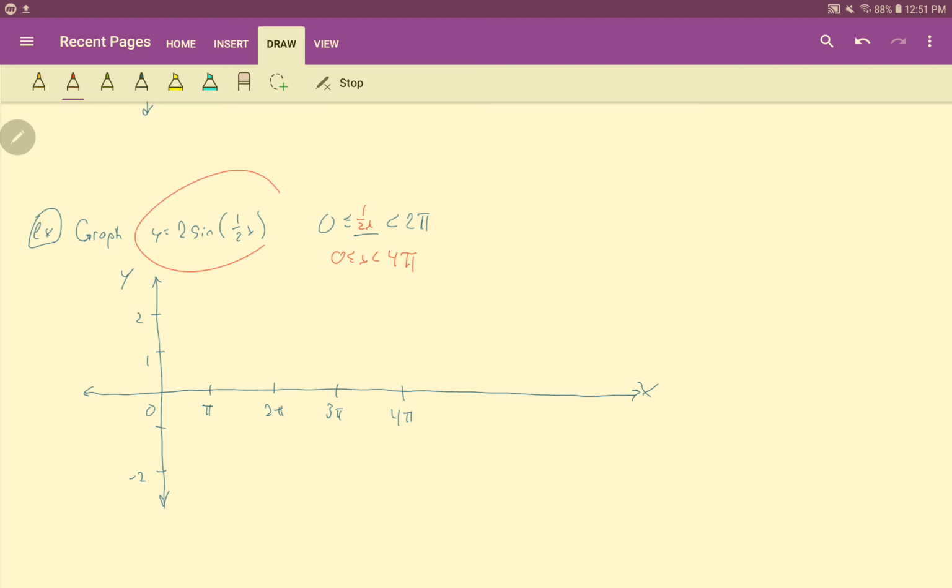So plugging in 0 into the function here, 1/2 times 0 is 0, sine of 0 is 0, 0 times 2 is 0. Plug in pi, 1/2 times pi is pi over 2, sine of pi over 2 is 1, 1 times 2 is 2. Plug in 2 pi, times 1/2 is pi, sine of pi is 0, times 2 is 0. 3 pi times 1/2 is 3 pi over 2, sine of 3 pi over 2 is -1, times 2 is -2. And 4 pi times 1/2 is 2 pi, sine of 2 pi is 0, times 2 is 0.